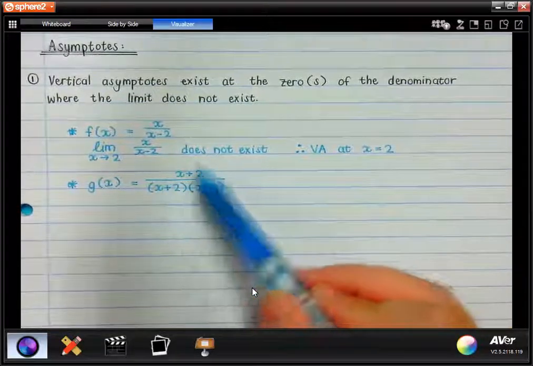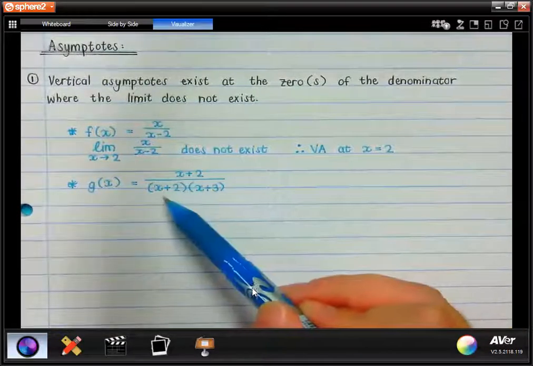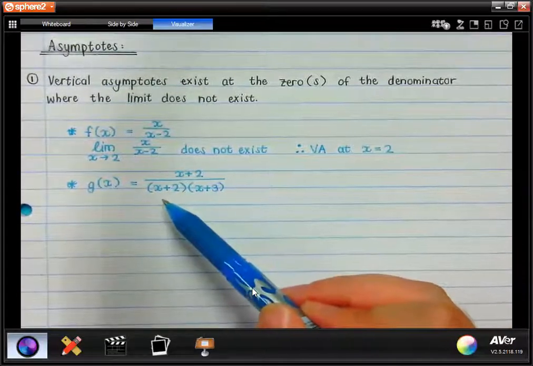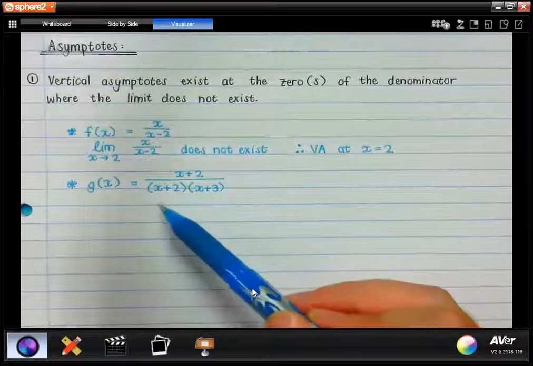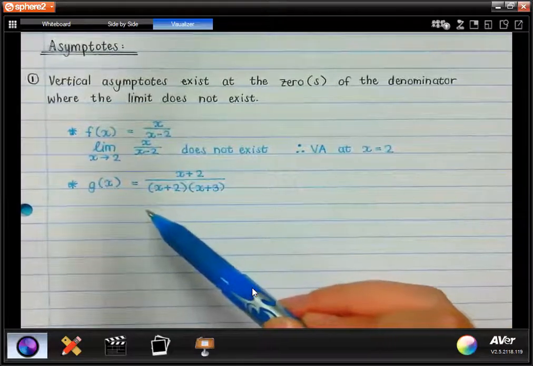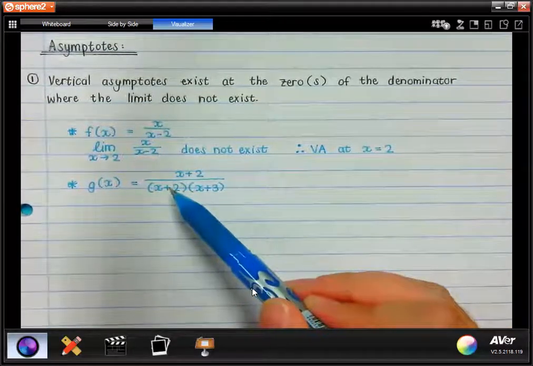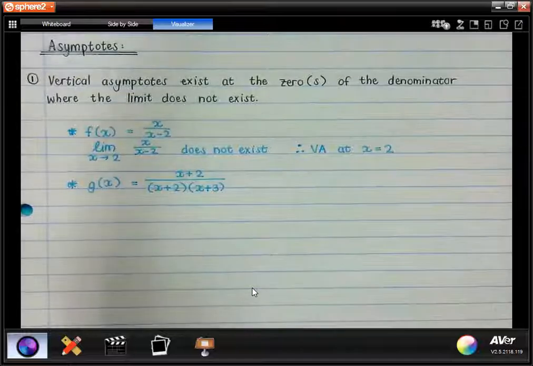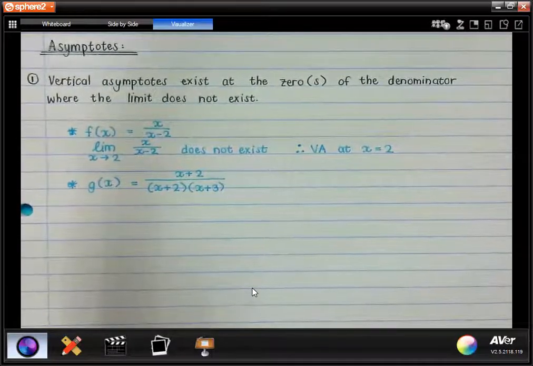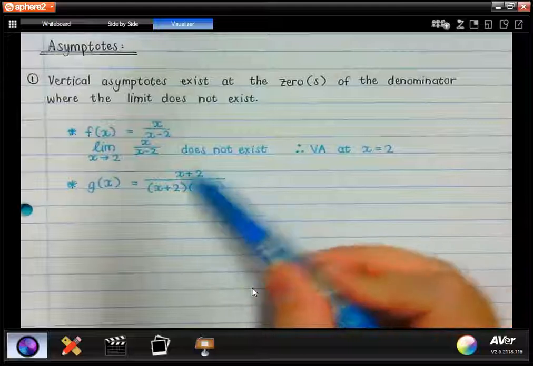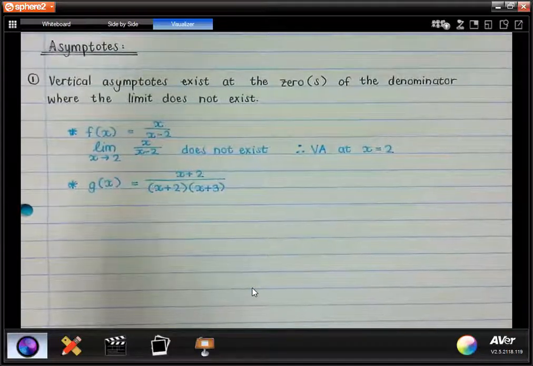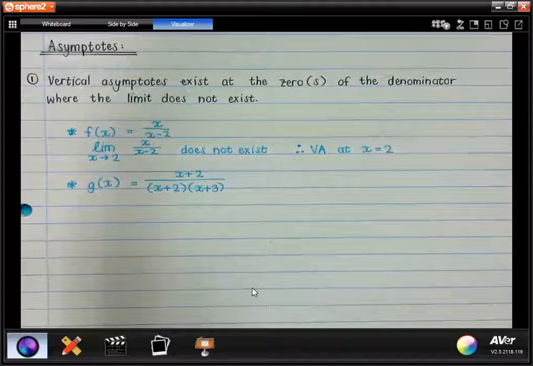The x plus 2's can cancel out. But what would that make x equals -2 then on the actual graph when we're drawing it? A removable discontinuity, do you remember? So you're just going to have a hole at x equals -2 at that point. So in this case, you can't just say because -2 is a 0 of the denominator, it's going to be a vertical asymptote. Because the x plus 2's can cancel each other out, it is going to be a removable discontinuity and not actually an asymptote.